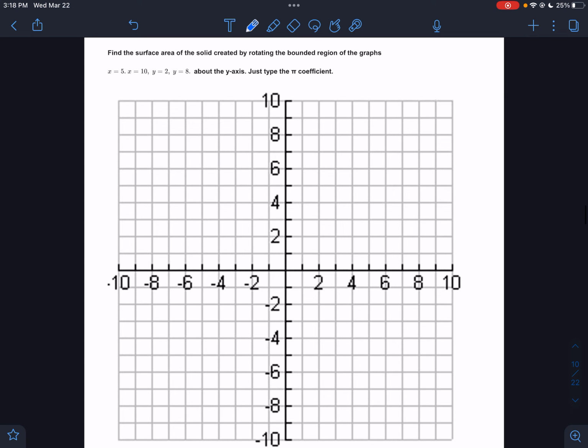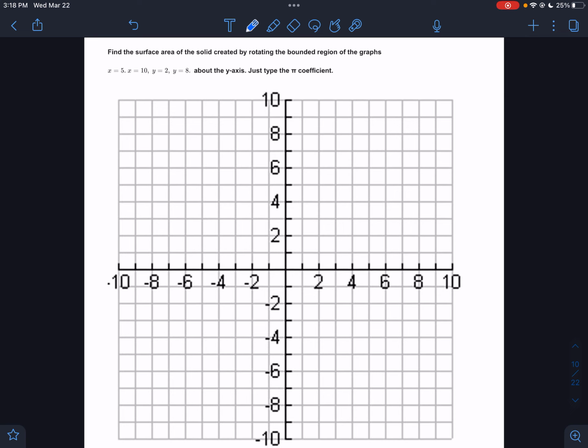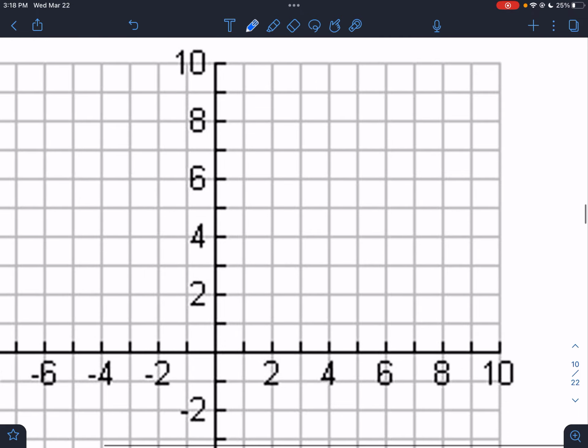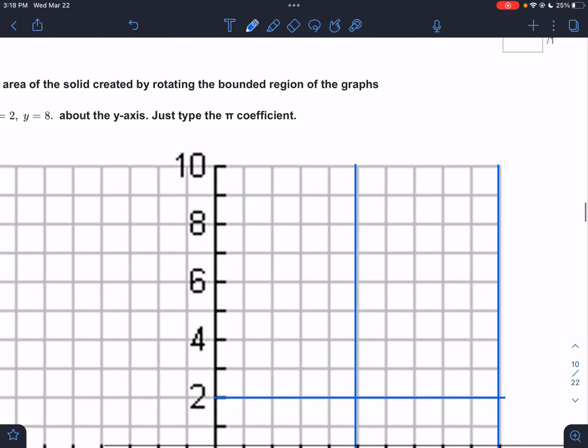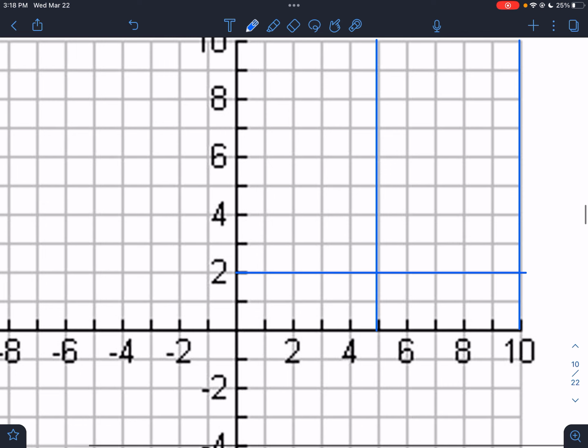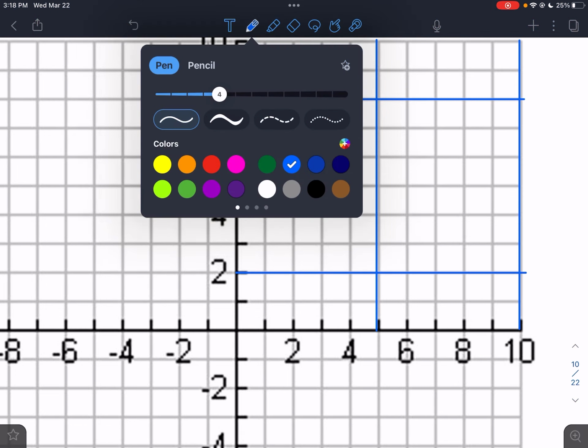Find the surface area of the solid created by rotating the bounded region of the graphs. So x equals 5 and x equals 10, vertical. And then y equals 2, horizontal, and y equals 8, horizontal. The bounded region is that rectangle there.